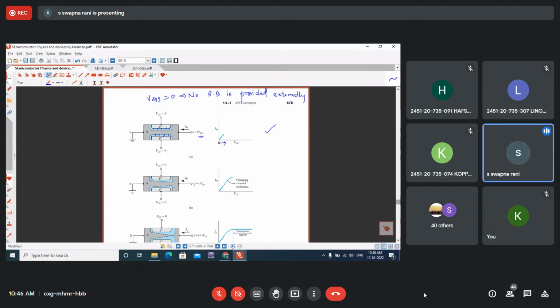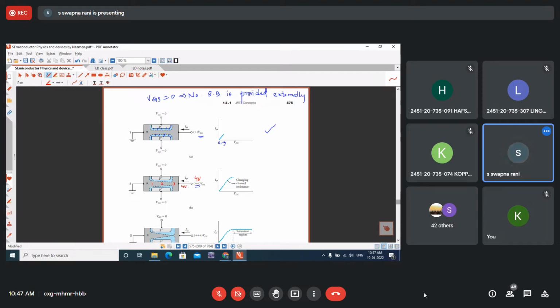Now what will happen if VDS is increased further? When the charge carriers are moving from source to drain, a potential drop will be developed along the length of the channel, and this makes the two junctions reverse biased. I repeat, when VDS is increased further, say I take 4 volts, then with respect to source, here it could be 1 volt, at this region 2 volts, and in the region towards the drain 3 volts, 4 volts.